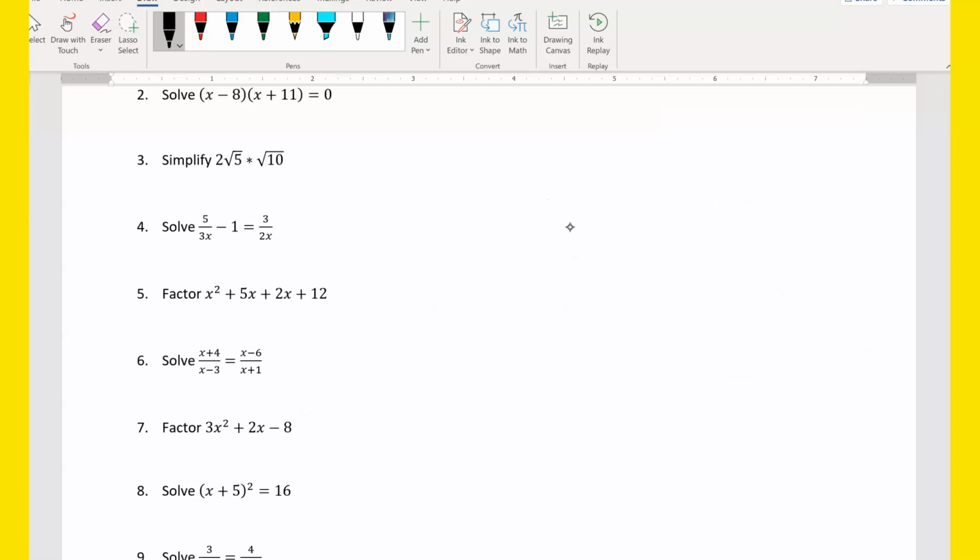Number three, we're told to multiply this and simplify. So 2 square root 5 times square root 10. Since the 5 and the 10 are both under a square root, when you multiply them together, the 5 and the 10 can multiply together under a single square root. So 2 is still on the outside, and under the root we have 50. Because 5 times 10 gives you 50 on the inside of that radical.